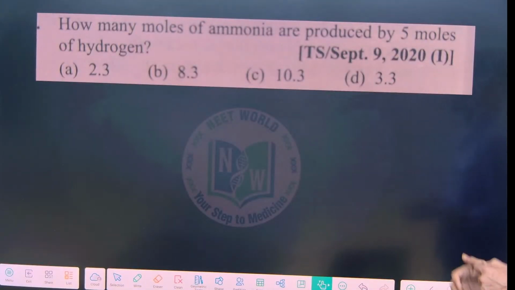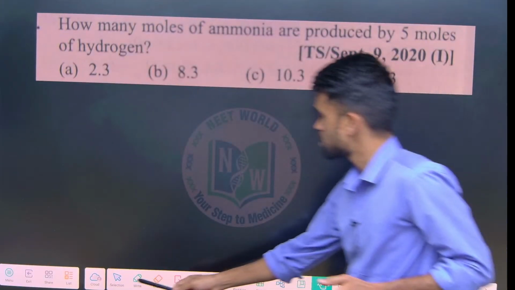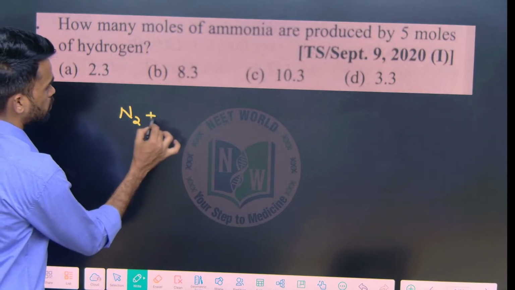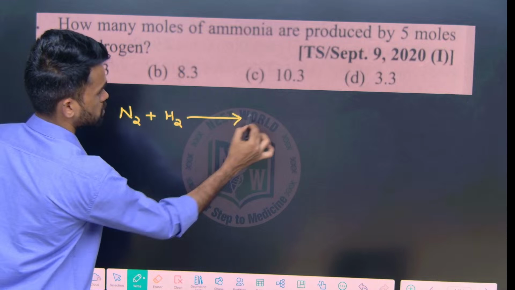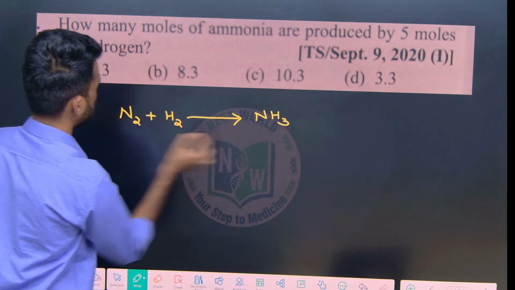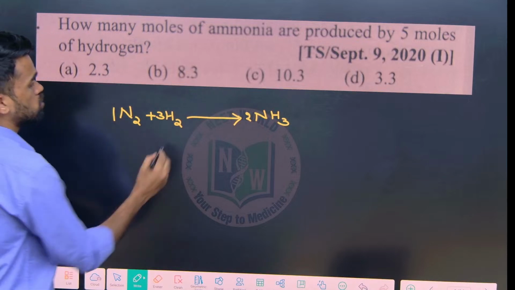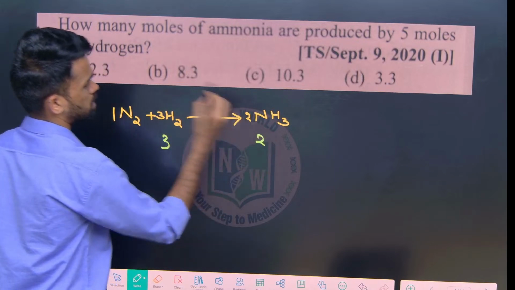Look at this. How many moles of ammonia are produced by 5 moles of hydrogen gas? So how can you do this? So just balance the equation first. It is 1, here it is 3, it is 2 here, that's it. Okay, so 3 moles of hydrogen produce 2 moles of ammonia.